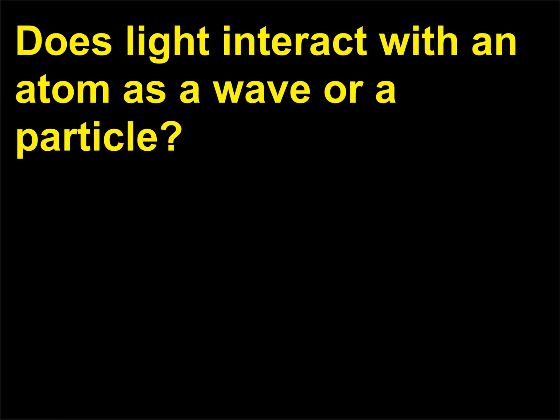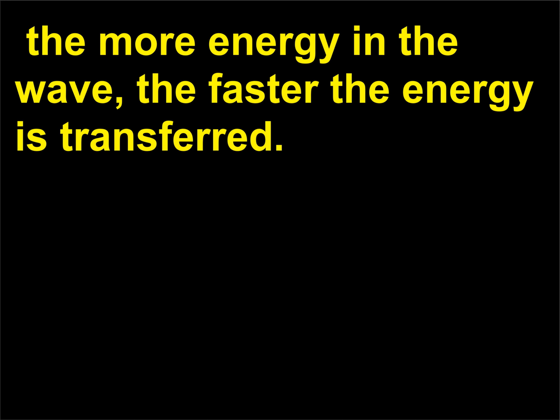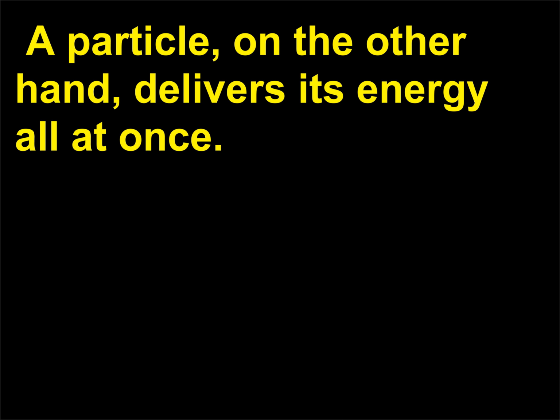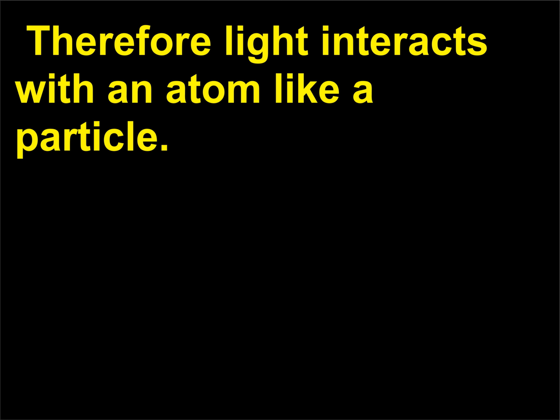Does light interact with an atom as a wave or a particle? A wave carries energy continuously over time. The more energy in the wave, the faster the energy is transferred. A particle, on the other hand, delivers its energy all at once. When an atom either absorbs or emits light, the transfer is almost instantaneous. Therefore, light interacts with an atom like a particle.